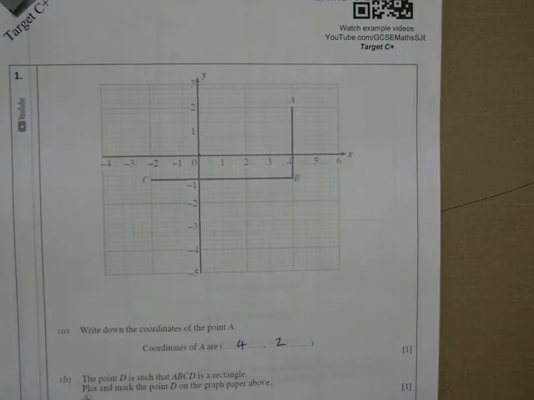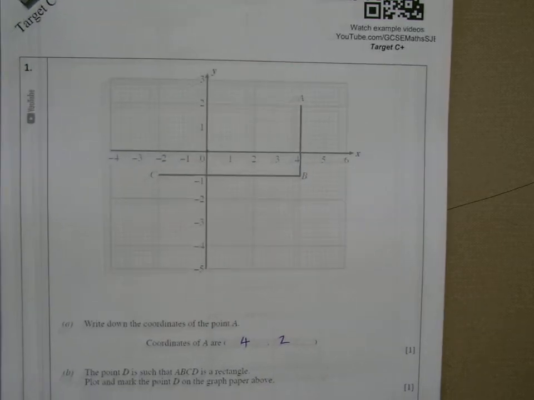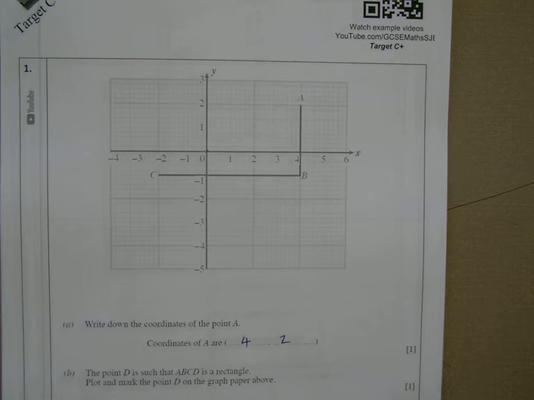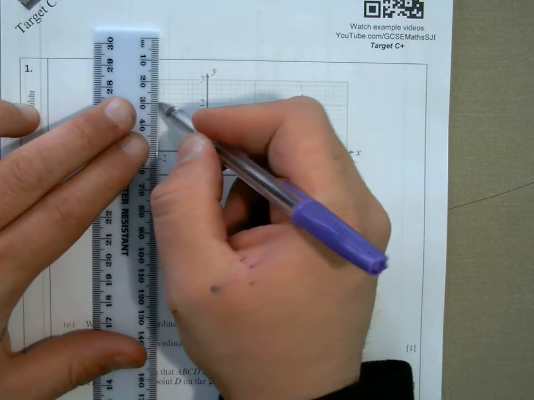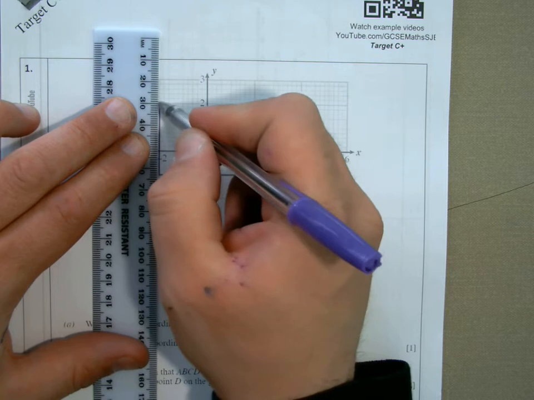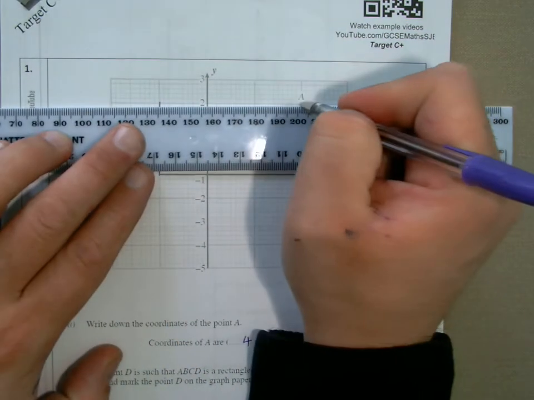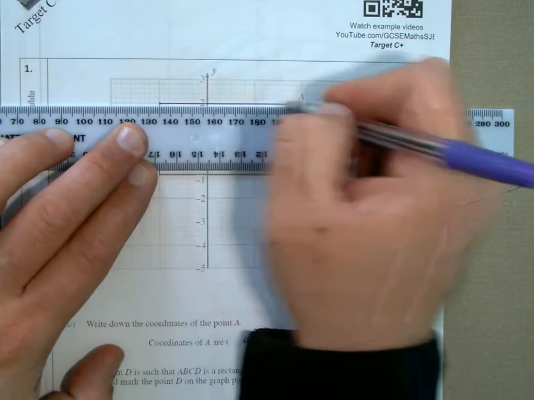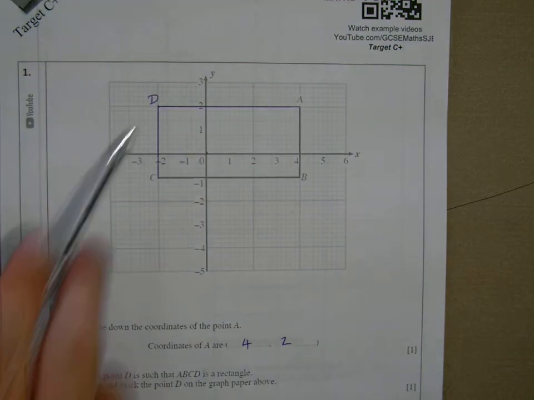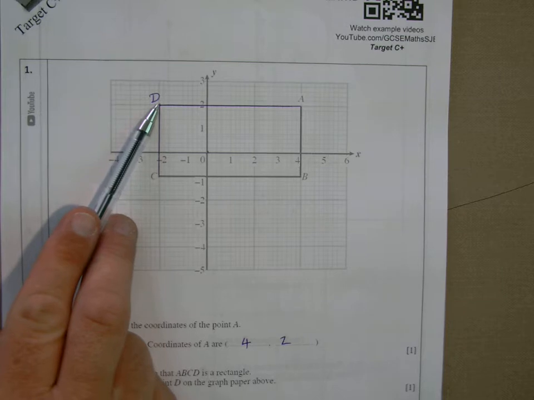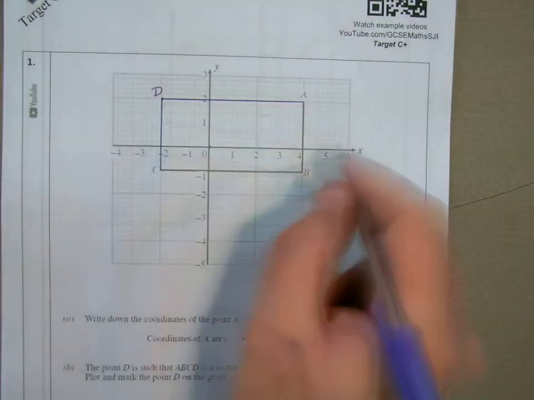Part B then, it says the point D is such that ABCD is a rectangle. Plot and mark the point D on the graph paper above. So if it's a rectangle, you'd appreciate that the side will go vertically here, and it'll stop at the same height as A, and we can mark that point D there. So there's my point D. I've marked it there, and it's created a rectangle.